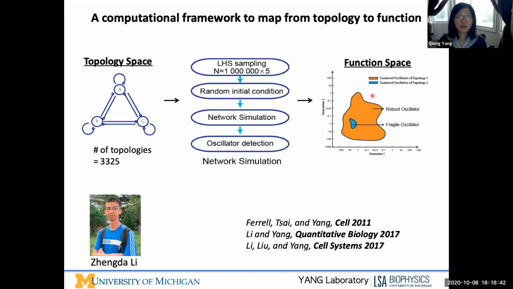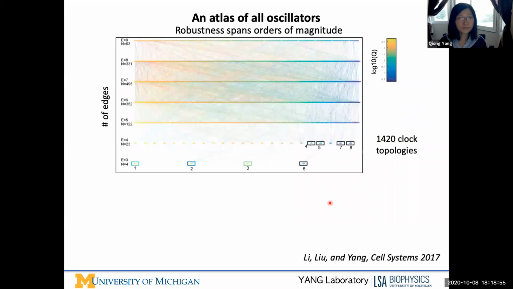So let's say if in the parameter space, topology 1 has a larger volume than topology 2 for oscillation, then we say topology 1 is more robust. Okay. So with this algorithm, we can identify a total of 1,420 clock topologies. And so what you see here is we arranged all the clock topologies in this atlas here.